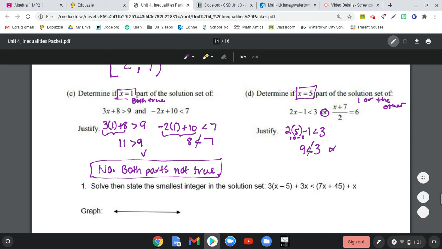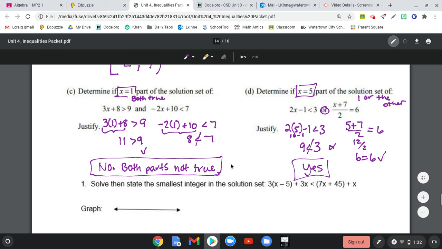All right, x plus 7, 5 plus 7 divided by 2. If that equals 6, we're good. 5 and 7, that's 12 divided by 2. 6 equals 6, that's right. So remember, since that's true, the whole thing is true with or, because think about, I'm going to the mall or the park. Well, I went to the park, so since I went to one of those places, it's true. So, yes, at least one part is true.